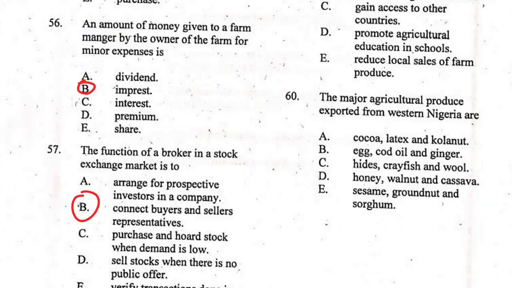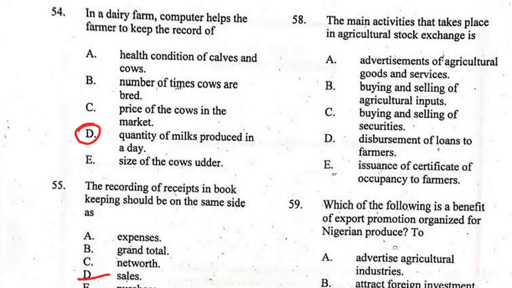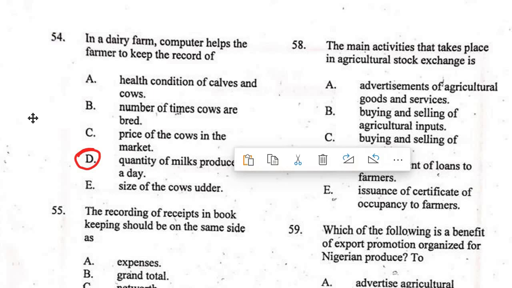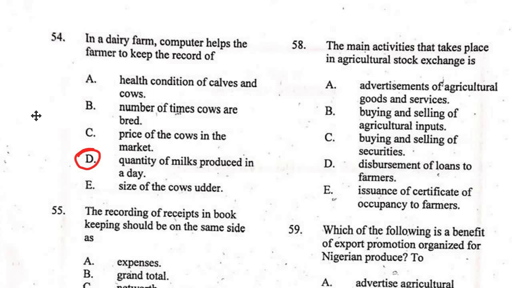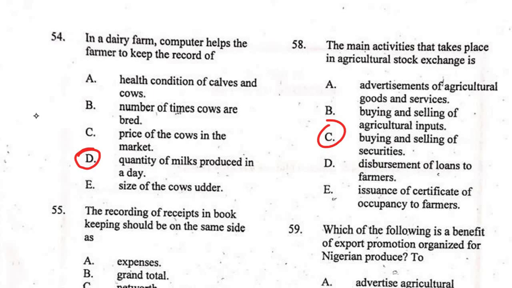So let's go to 58. The main activities that take place in agricultural stock exchange is A, advertisements of agricultural goods and services, B, buying and selling of agricultural inputs, C, buying and selling of securities, D, disbursement of loans to farmers, E, issuance of certificate of occupancy to farmers. The right answer is C. Buying and selling of securities is the main activities that take place in agricultural stock exchange.